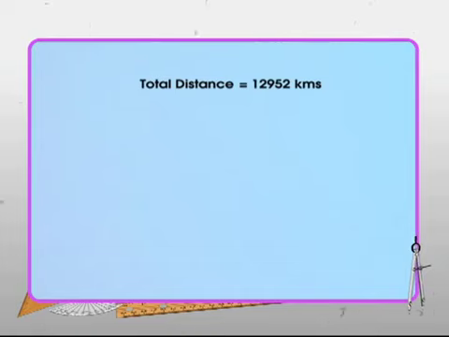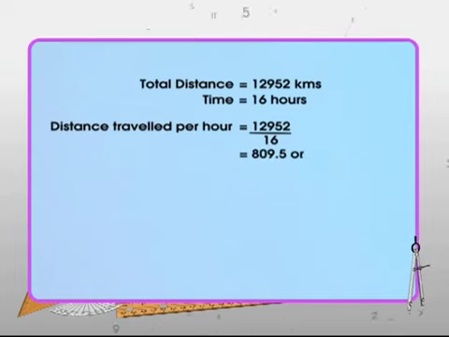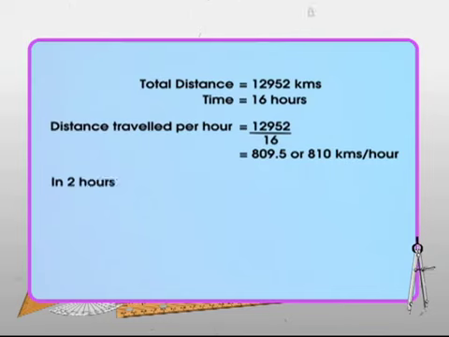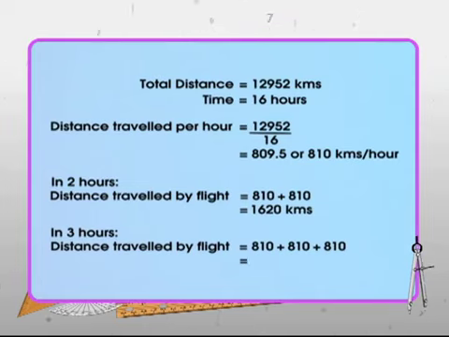The total distance of 12,952 kilometers is covered by the non-stop flight in 16 hours. Assuming that the flight moves at a constant speed, the flight approximately covers 810 kilometers in an hour. So in 2 hours' time, flight will travel 810 plus 810 is equal to 1620 kilometers. In 3 hours' time, it is 2,430 kilometers, and so on.